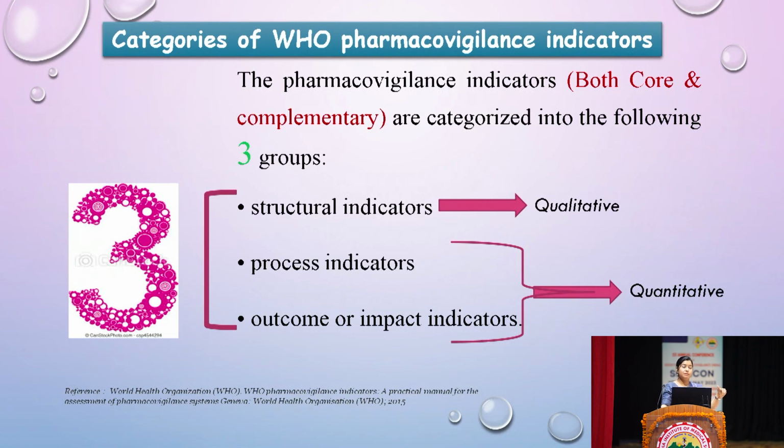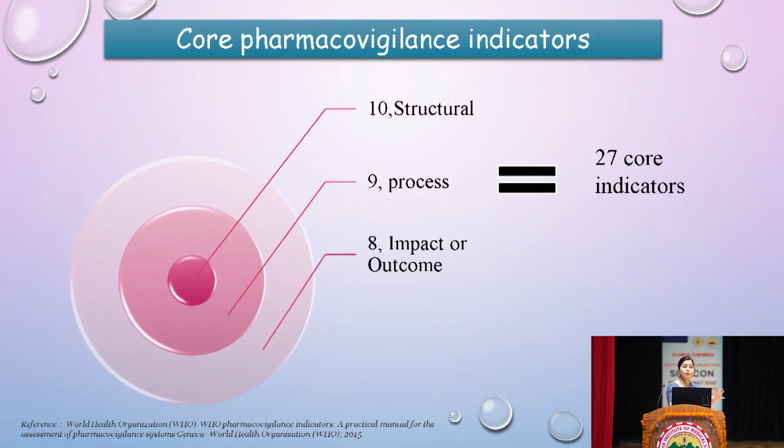Now, with these structural indicators, when we assess the pharmacovigilance activity, we will get qualitative data, whether the structure is present or not, whether the policies are there or not, whether the financial sources are there or not. So this will give the qualitative data. When we assess the process, the running functioning, or the outcome, we will have the quantitative or numerical value. So we will have quantitative data. So these core pharmacovigilance indicators, which I have said are 27 in number, are going to give information over the three levels: the structure, process, and the outcome.